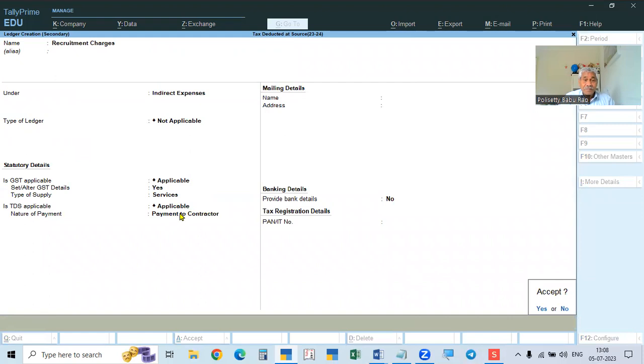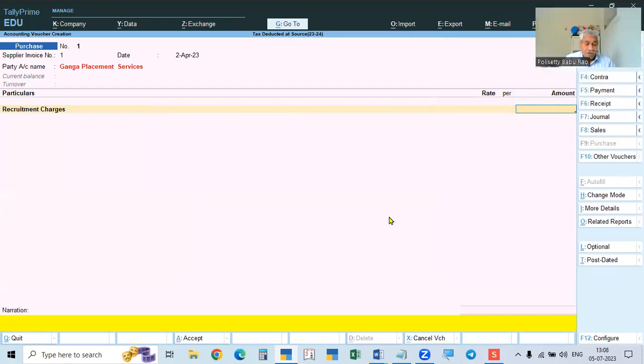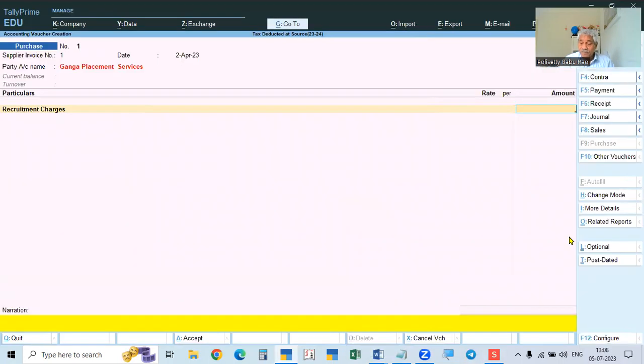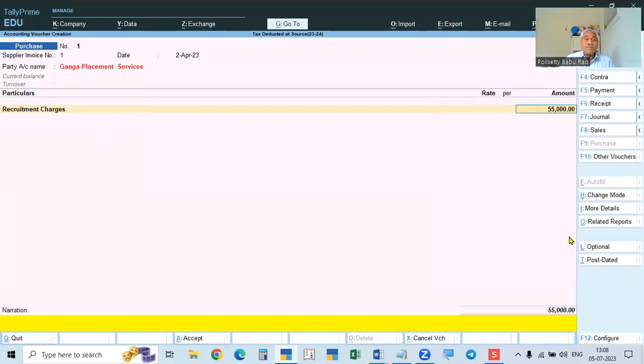So payment to contractor, nature of payment, you can give here. Okay, go over. And there is one more ledger that will come later. And then, what is the amount here? Amount is 55,000 rupees. And then when you are making this, see here.